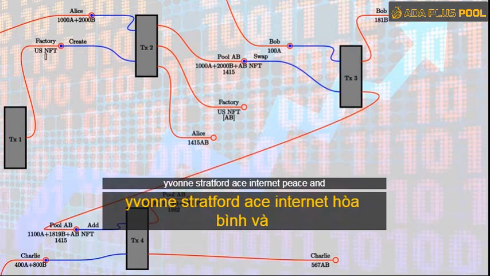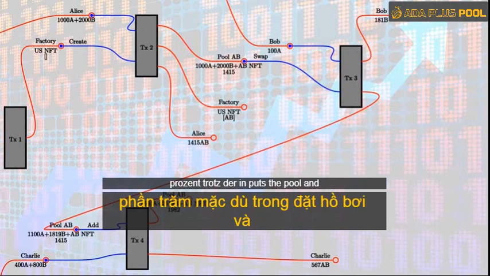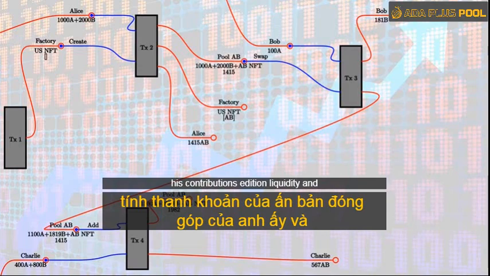So Charlie wants to add 400As and 800Bs, and he creates a transaction with 2 inputs and 2 outputs. The inputs are the pool and his contribution, his additional liquidity.